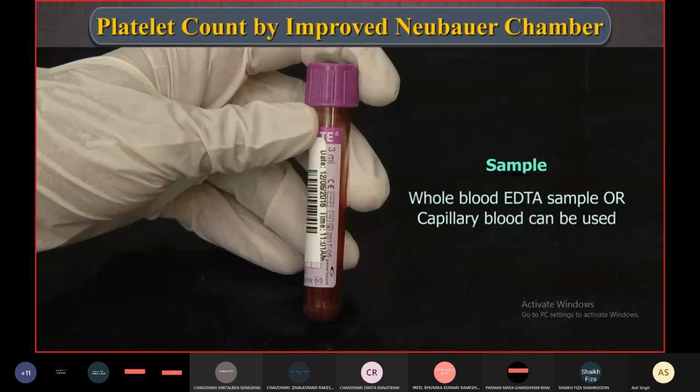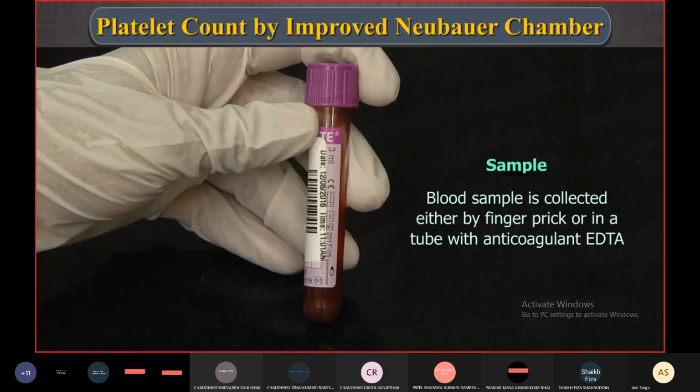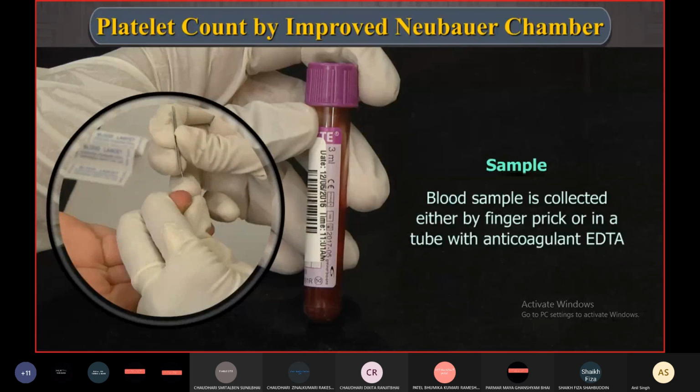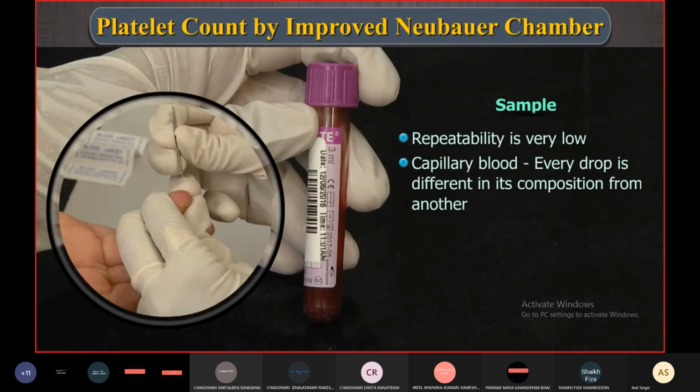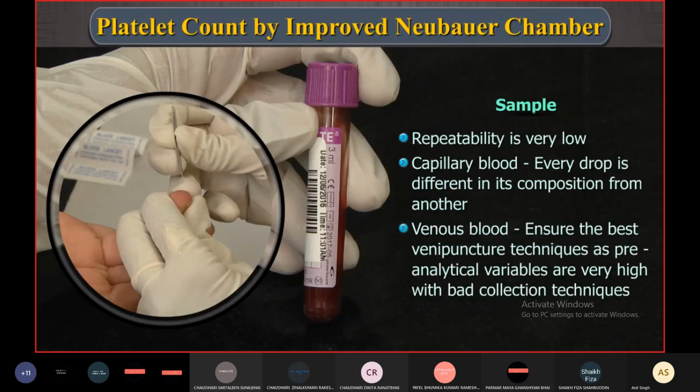Sample. Whole blood EDTA sample or capillary blood can be used. Blood sample is collected either by finger prick or in a tube with anticoagulant EDTA. It is to be noted that the manual platelet counting is a test very difficult to standardize. The repeatability is very low. If capillary blood is used, this becomes even harder as every drop may be different in its composition from another. For venous blood, ensure the best venipuncture techniques as pre-analytical variables are also very high with bad collection techniques.